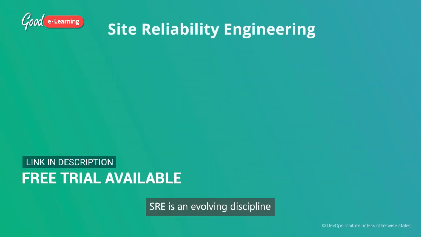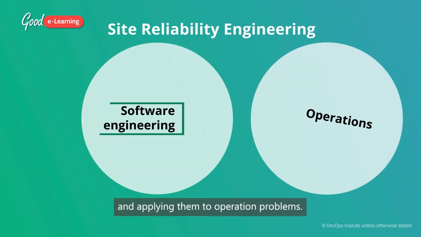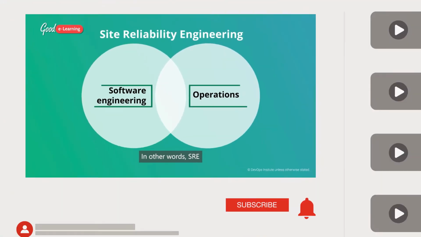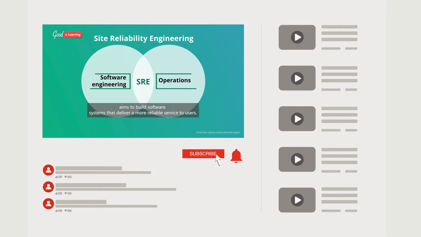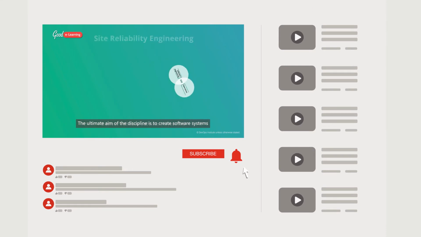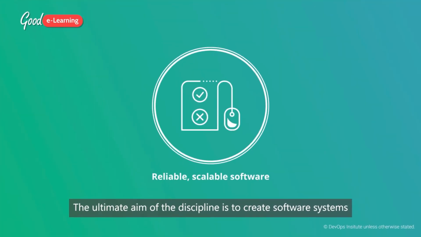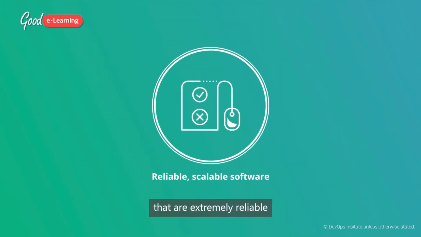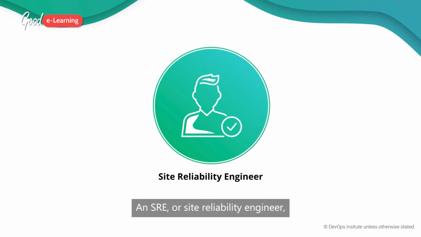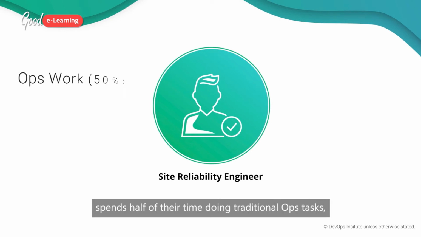SRE is an evolving discipline incorporating aspects of software engineering and applying them to operation problems. In other words, SRE aims to build software systems that deliver a more reliable service to users. The ultimate aim of the discipline is to create software systems that are extremely reliable and can be scaled or increased in size easily.